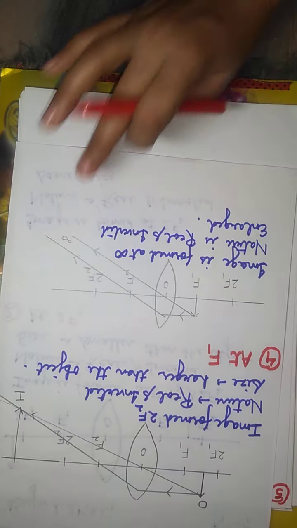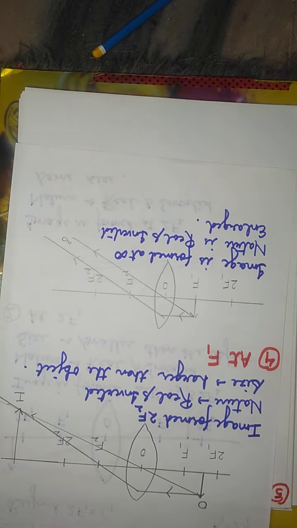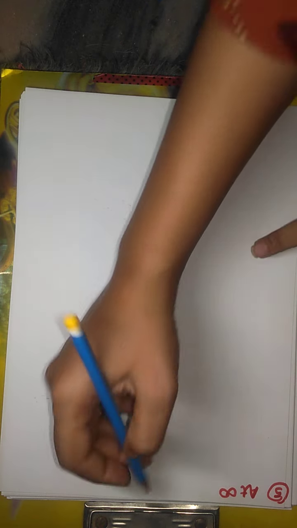Let us take the object, because from there we get the idea that the nature of the image is real and inverted. Clear? We can interchange the position of image and object. So let us take the object at infinite distance, at infinity. Where is the object now? The object is at infinite distance. It is at infinity.